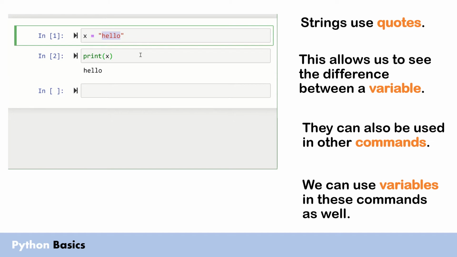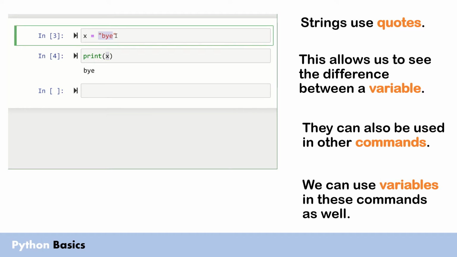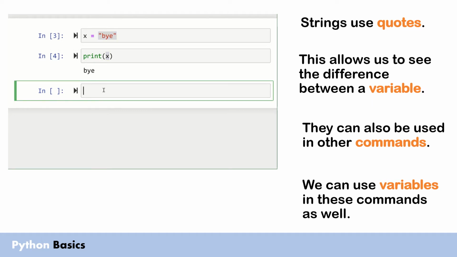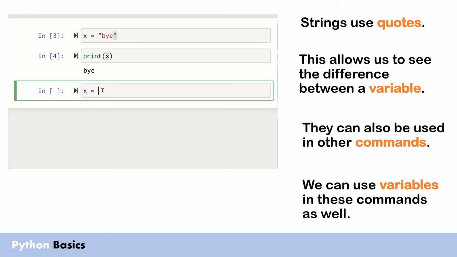Now, if I change the value, so let's say I change this to maybe bye, run that code again, and do the print again, you'll see I get the word bye. Even though I've got the same x in there, it's displaying a different string. The reason behind that is because I've stored a different value. You should also notice that there are quotation marks around my string. Let's see what happens if I don't put those quotation marks in. So I go x equals bye.